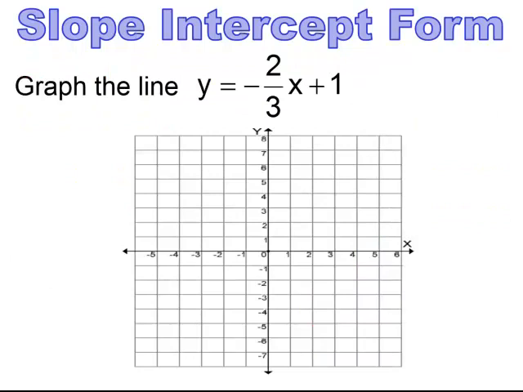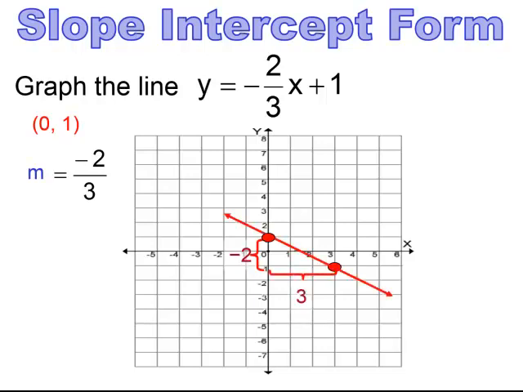Pause and try. So again, my intercept is (0, 1). My slope is equal to -2. I always put the negative with the vertical movement, and my horizontal movement is +3. I plot the point. I go down 2, over 3 to the right, and graph my line.